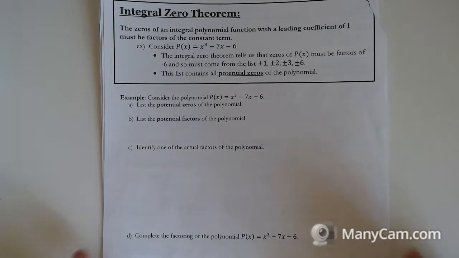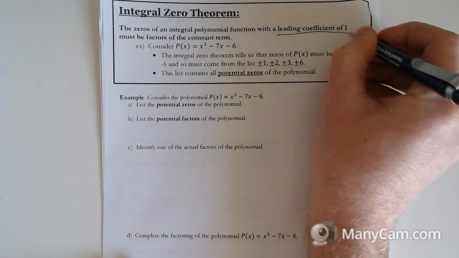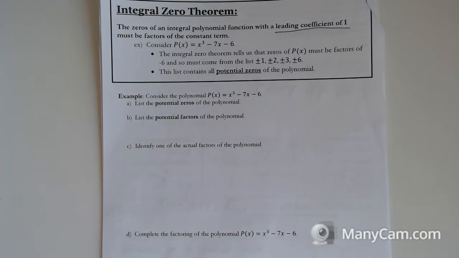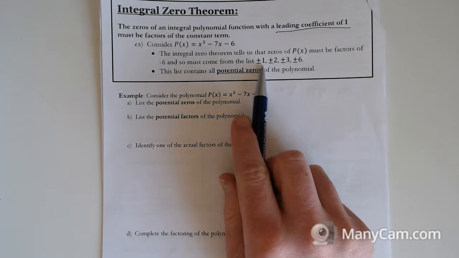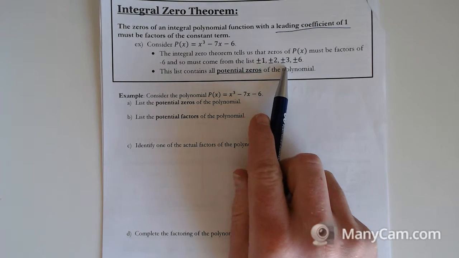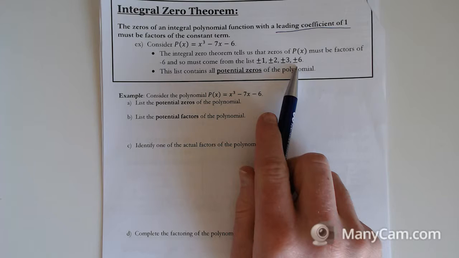So, the integral zero theorem: the zeros of an integral polynomial function with a leading coefficient of 1, so just our simple ones so far, must be factors of the constant term. So if we have the following polynomial, the constant term is -6. This tells us that the zeros of it must come from the list. They must be either positive or -1, positive or -2, positive or -3, positive or -6.